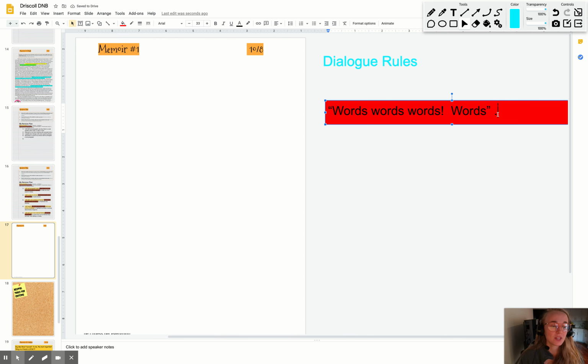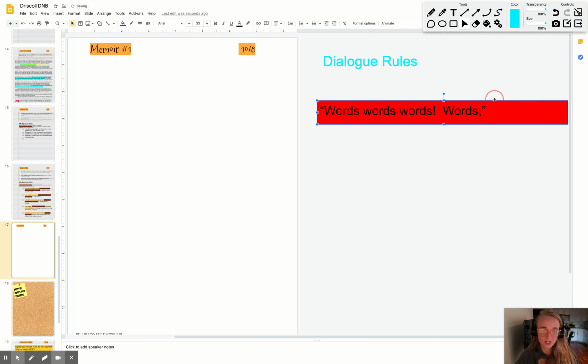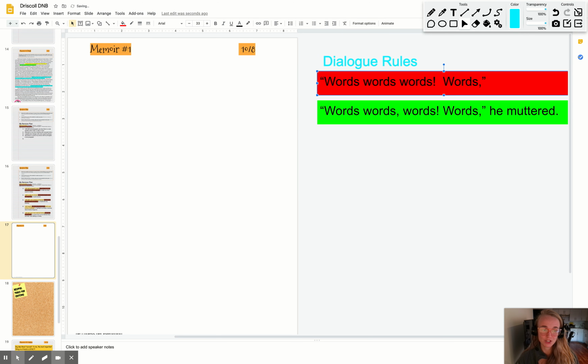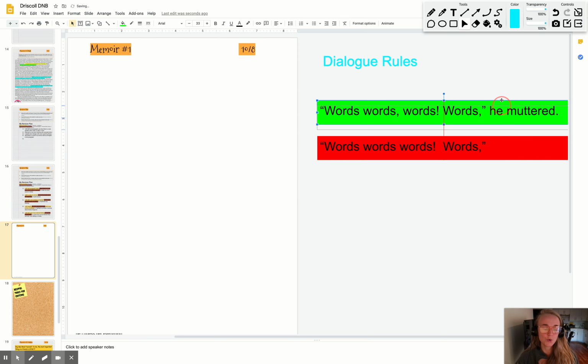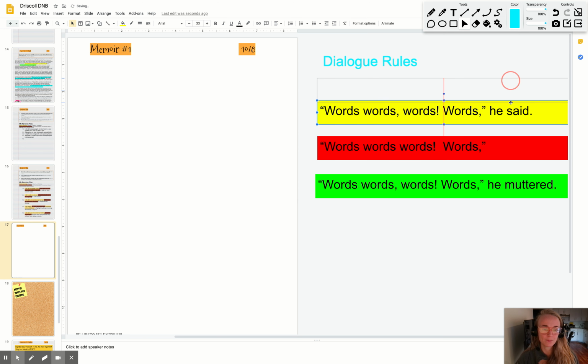And finally, this punctuation needs to go inside of the quotation mark, right? Your quotation marks hug not only the words that somebody is saying, but also the punctuation, okay? So instead of this being a period, this could also be a comma, because the next thing that we need to think about when we think about punctuation is telling somebody who is actually doing the talking.